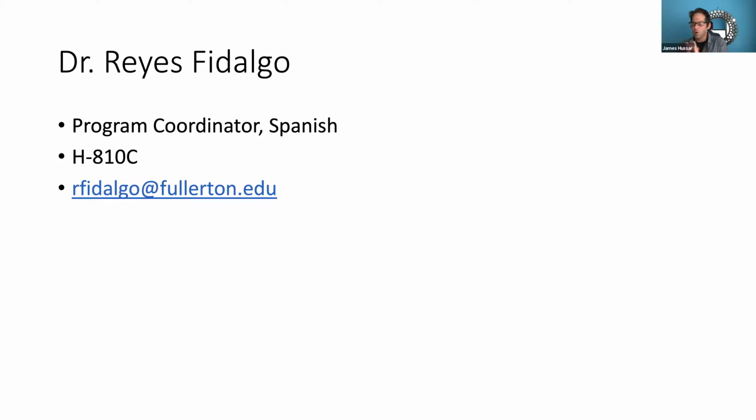rfidalgo@fullerton.edu. Just a tip for all new students, the faculty and staff email addresses uniformly end in @fullerton.edu. And typically, not always, but typically it's the first initial of the first name and then the last name. There are some exceptions to that, but that's typically how you will reach a faculty member or a staff member on our campus. It's a bit different from your student email addresses, which have CSU.Fullerton.edu.